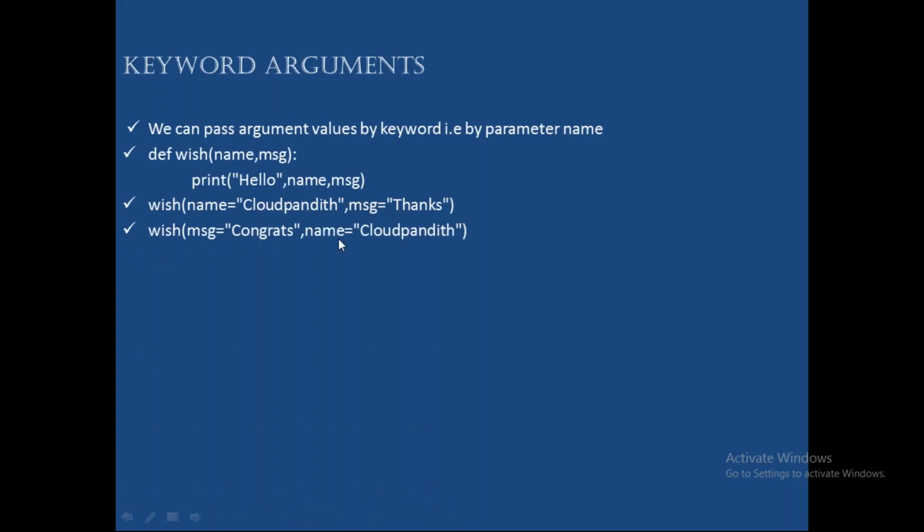Now use wish message equal to congrats, name equal to Cloud Pandit. The order doesn't matter here, because you are saying message equal to congrats, name equal to Cloud Pandit. Message goes as congrats, name goes as Cloud Pandit. In this case also you'll get hello Cloud Pandit, thanks. The order of arguments is not important, but the number of arguments must match. You should not pass more than two, because you have two parameters. That is the first condition.